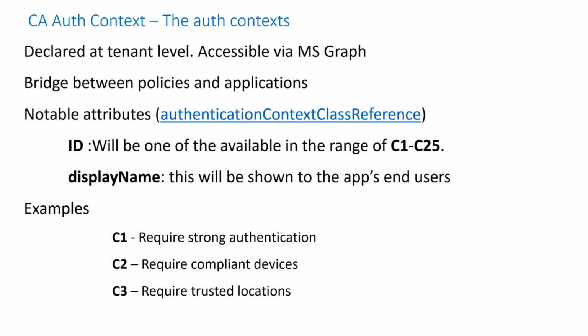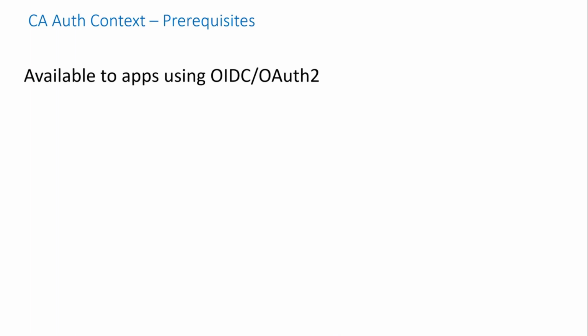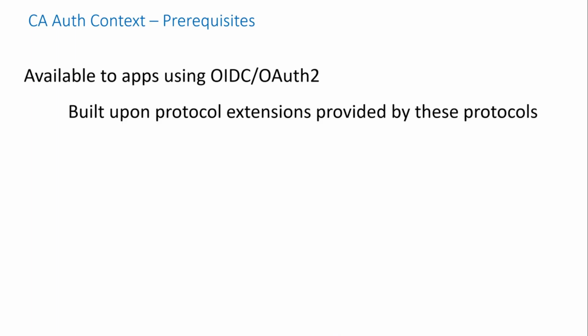So if you have an app and you want to use auth contexts, what are the various prerequisites that you have to meet today? First of all, today it is built on protocol extensions provided by OpenID Connect and OAuth 2, so it is only available to applications that use these protocols. We have some planned work in progress to address other types of applications, and we hope to address them in the coming months. But today, it's only available to applications using these 2 protocols.